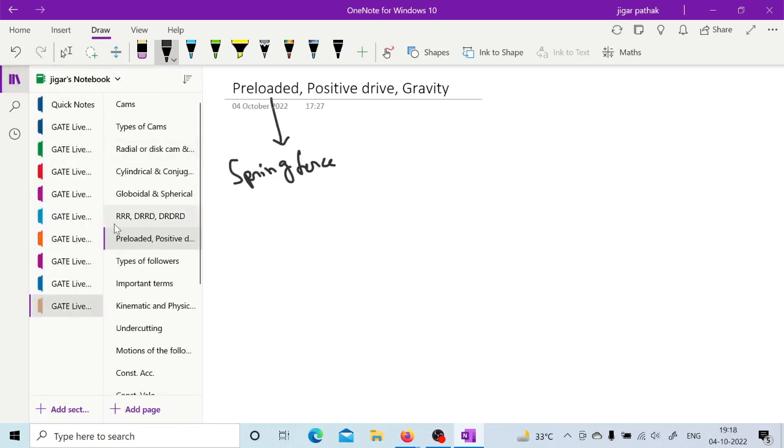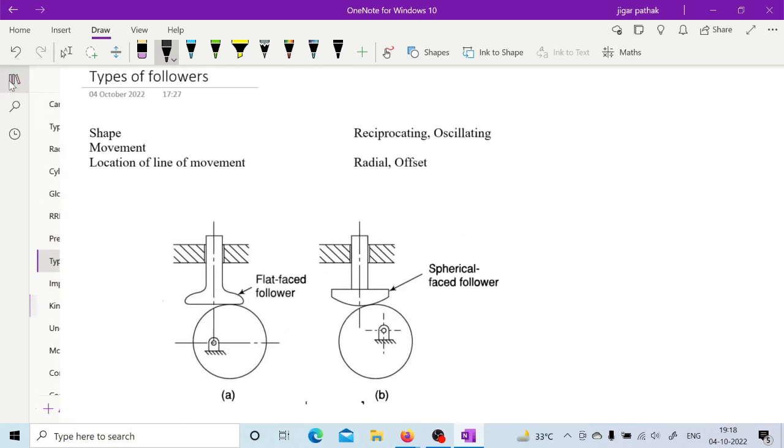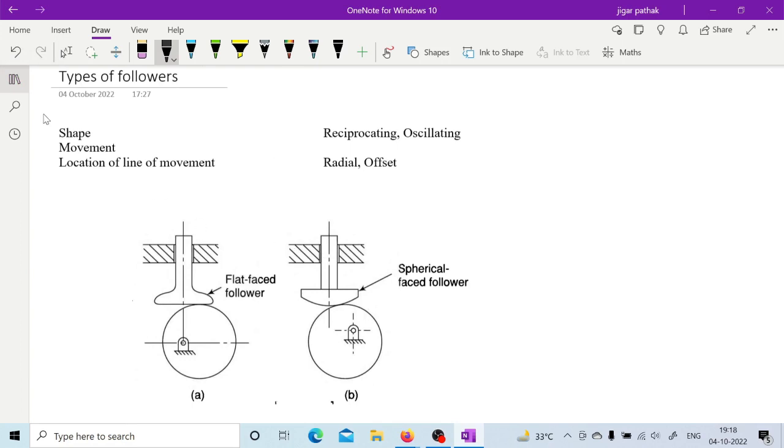So this is how you can have different types of cams. Similarly, you can also have different types of followers, and that can also be classified according to its shape, movement, and the location, right, of the line of movement.